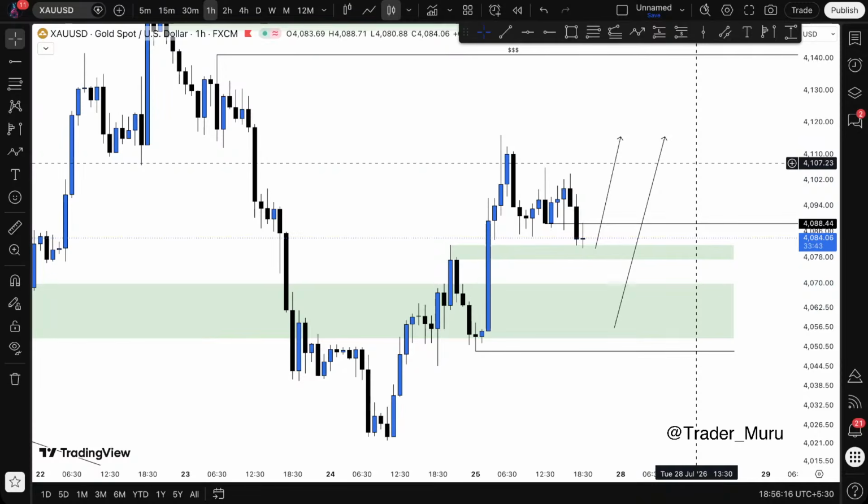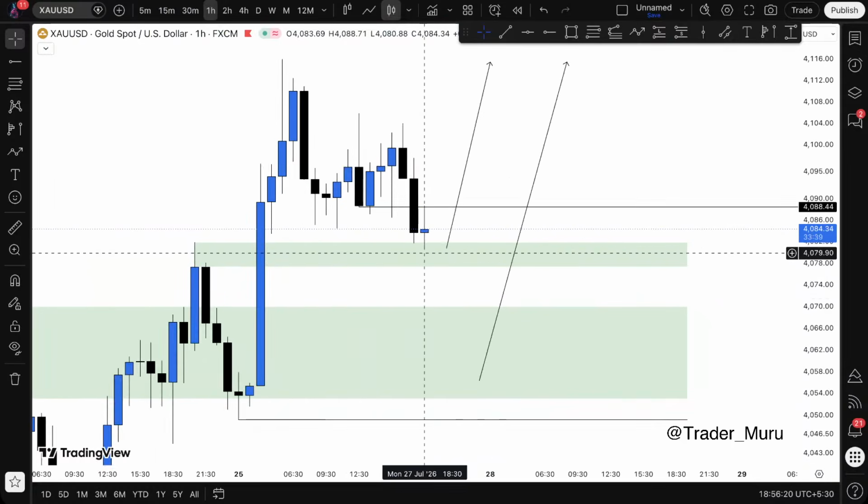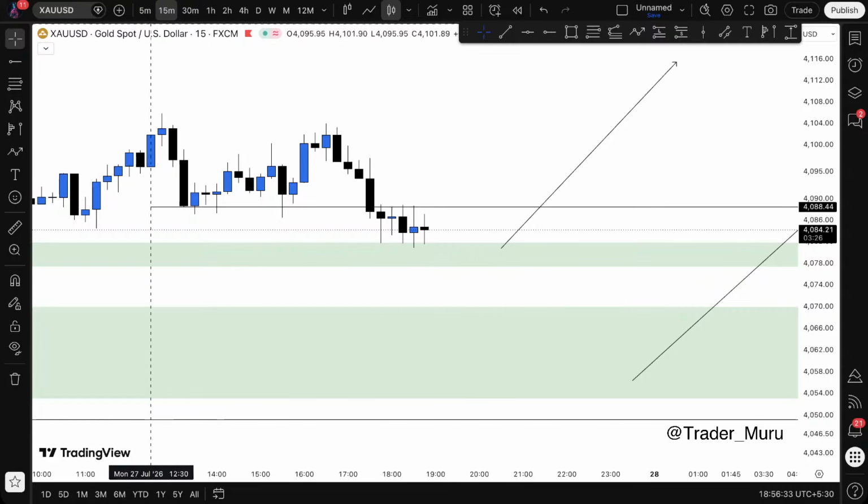We are waiting for confirmation. So for buying, what I told you, we need a sweep or a small red candle formation, and then its high break. So we are having a sweep. So let's wait for one more closing. Then on the 30-minute and 15-minute time frame, we will watch for buy on the break of 4088.